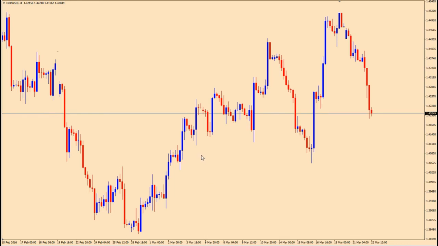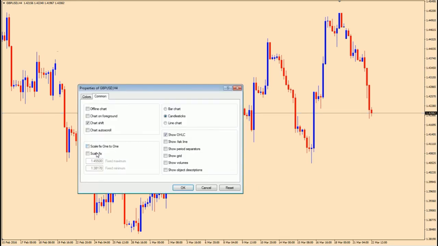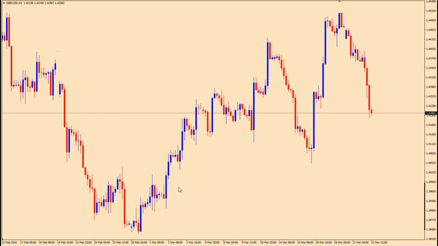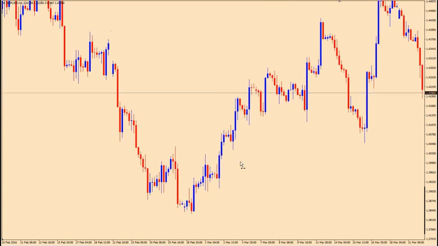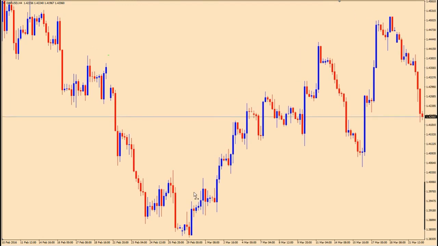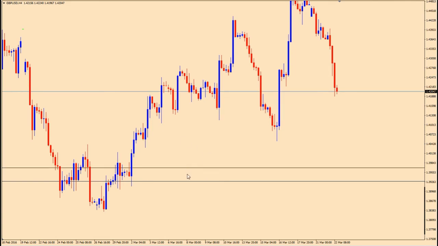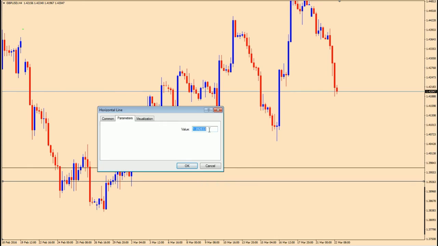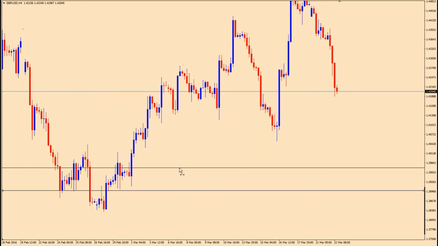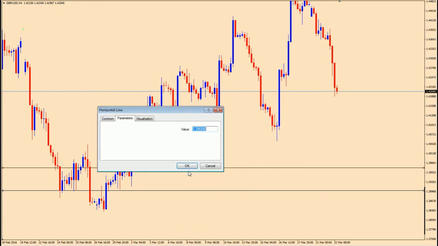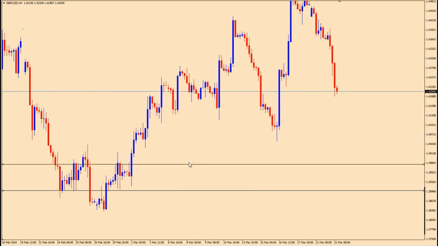So first thing that we need to do is just quickly set the scale to the chart. So I'm going to go to scale, select scale fix, and that's going to keep the scale. So regardless of where I scroll, the scale stays the same. And then I'm going to draw 2 lines on the chart here, and I'm going to set these lines so that they are 80 pips apart. We do 1.39. This one will be 1.3980.